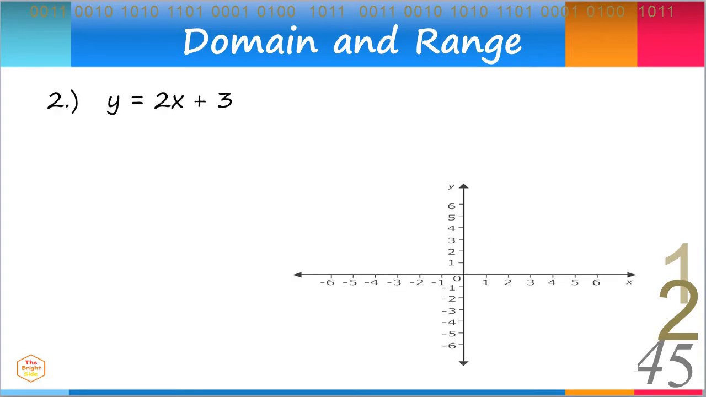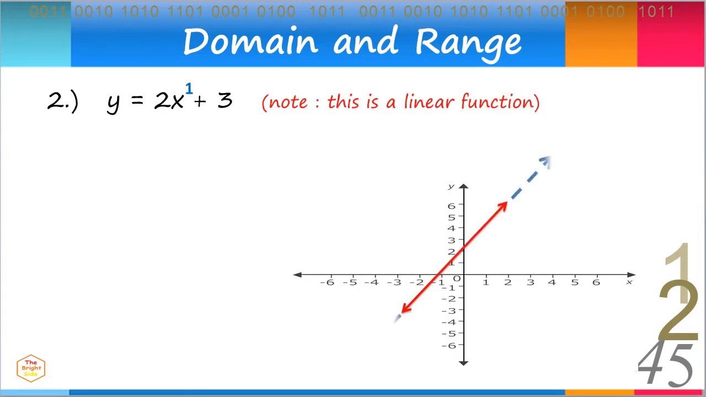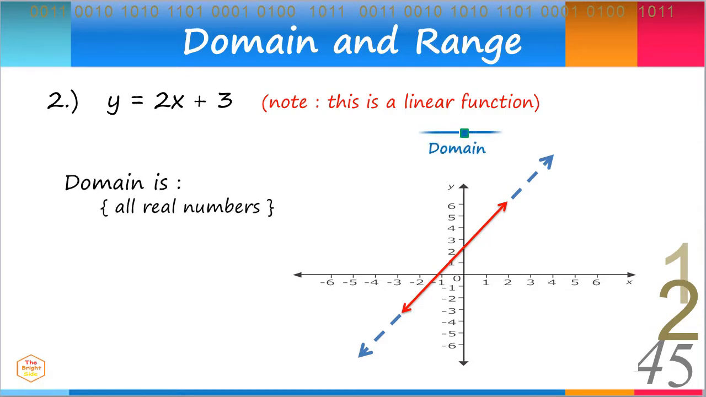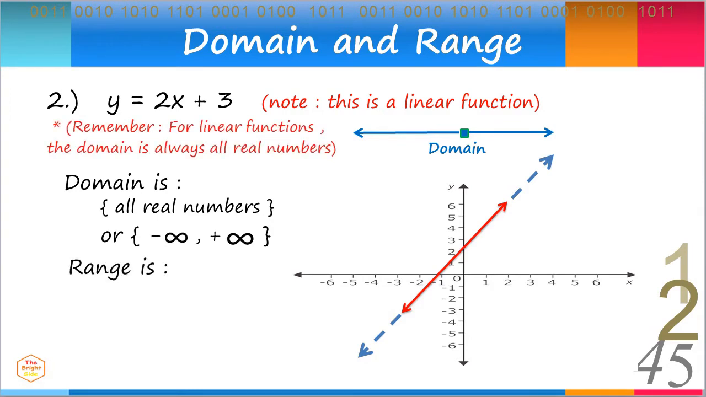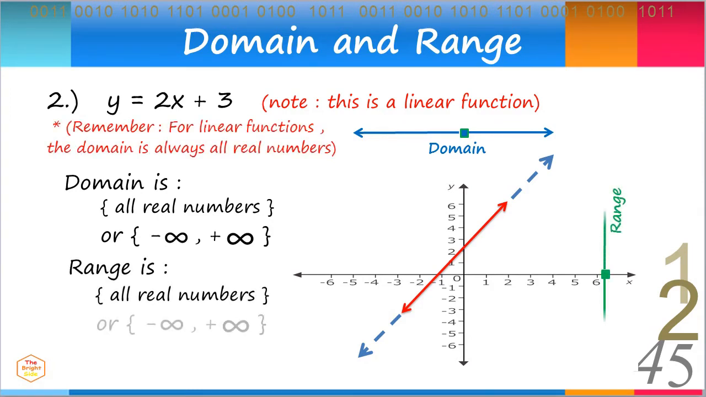Let's find the domain and range for this given function y equals 2x plus 3. Take note, if the exponent of x is 1, it is a linear function. Also notice the graph. The arrows mean they extend indefinitely. If it's a linear function, the domain will always be all real numbers, or all values from -infinity to +infinity. Same with the range, it is also all real numbers, or all values from -infinity to +infinity.